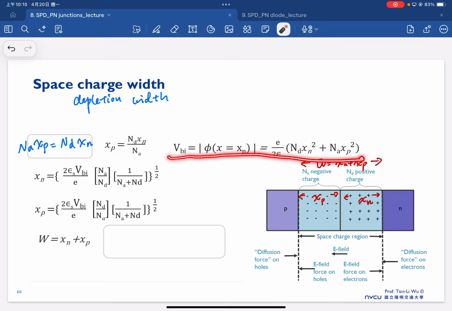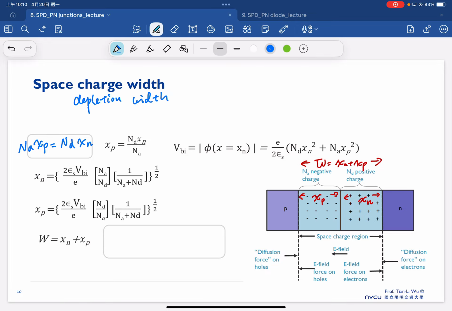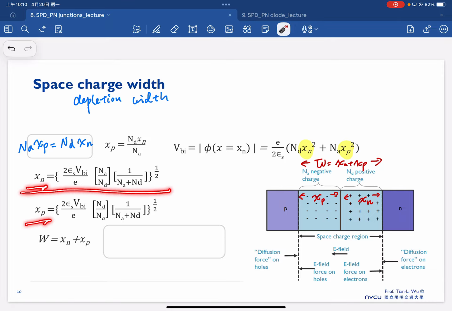By considering this equation, we can have this one, and we also showed this equation in the previous slide, where it already has the depletion width here. So now we just use this equation to estimate the Xn and Xp here. This is the equation for Xn and this is the equation for Xp.